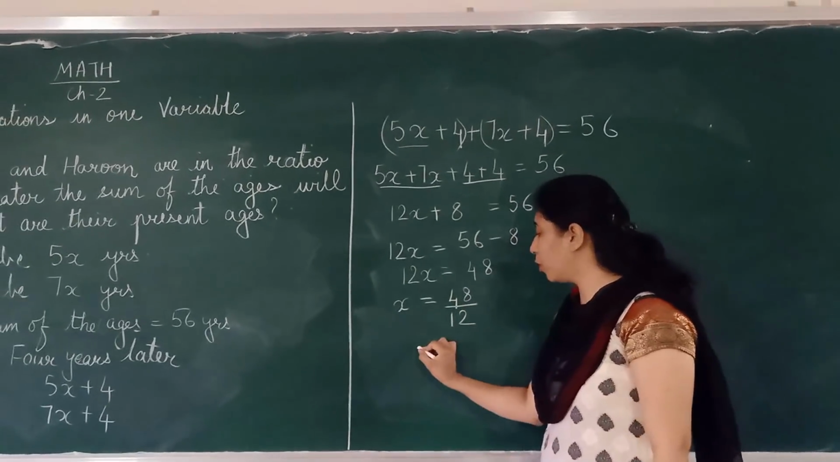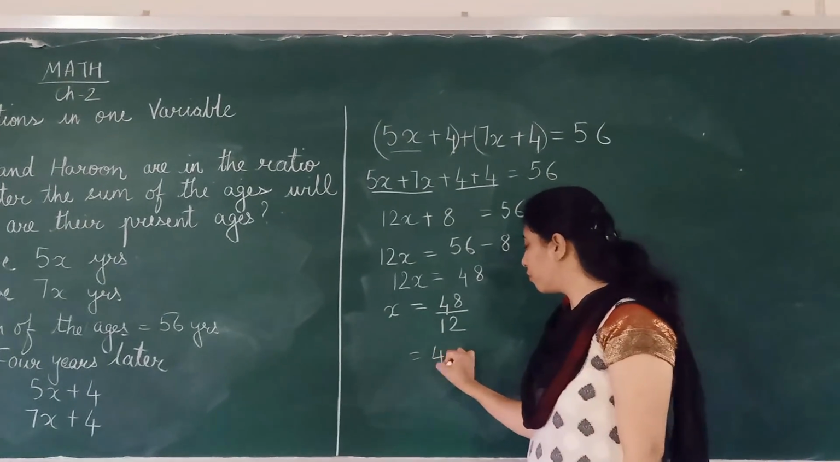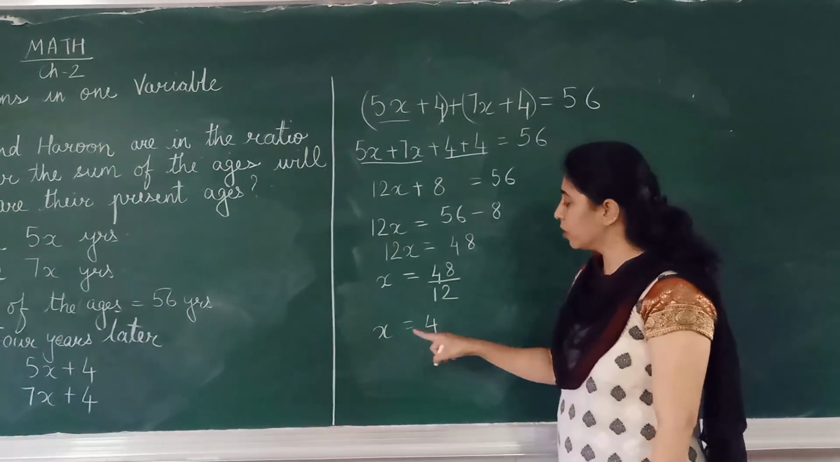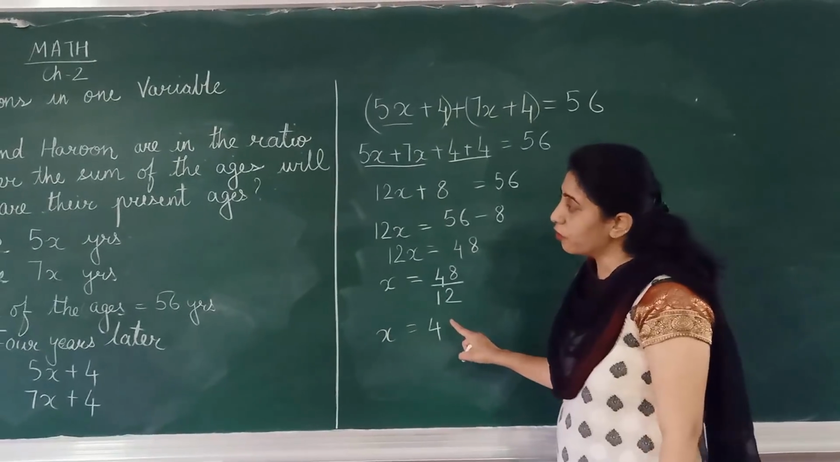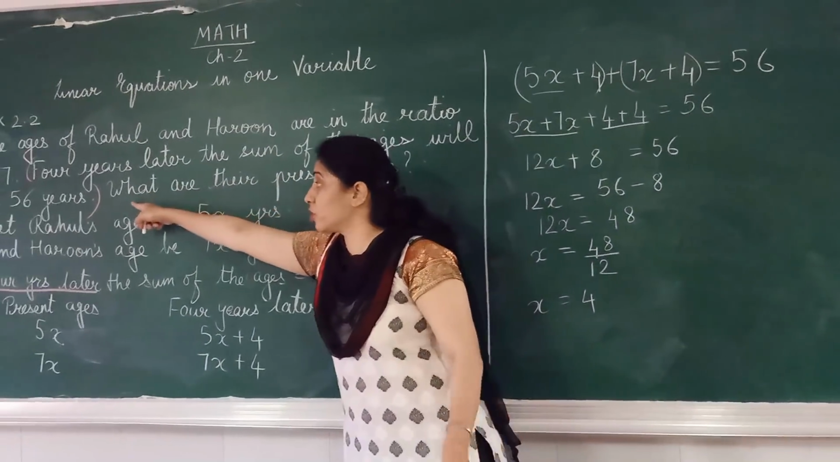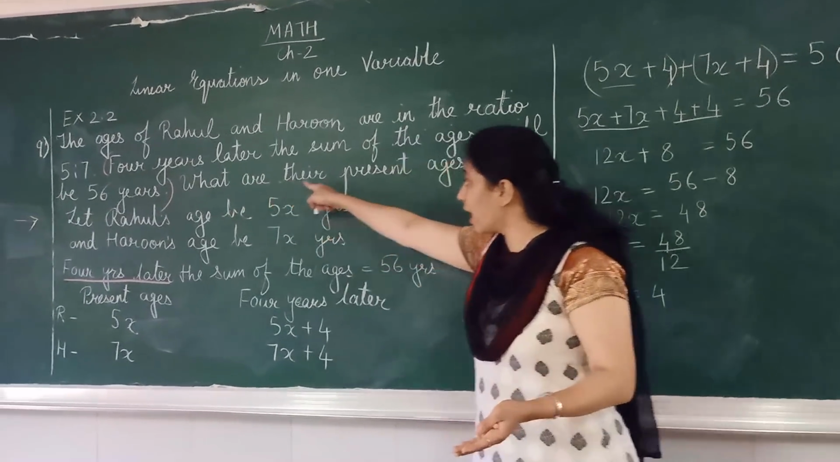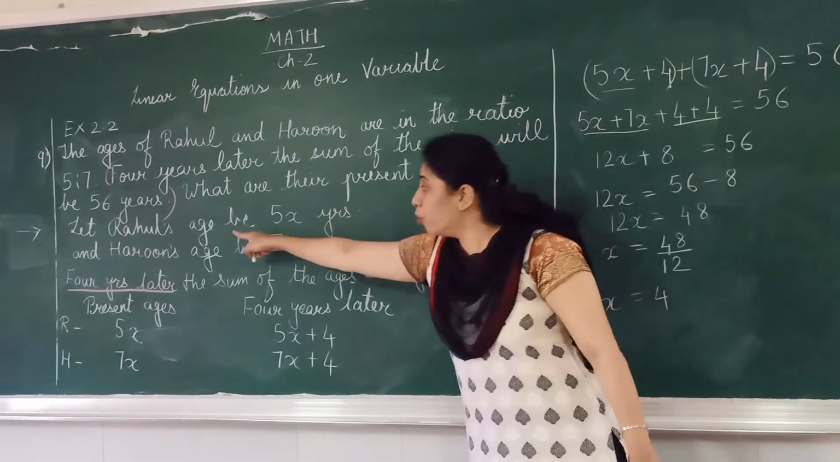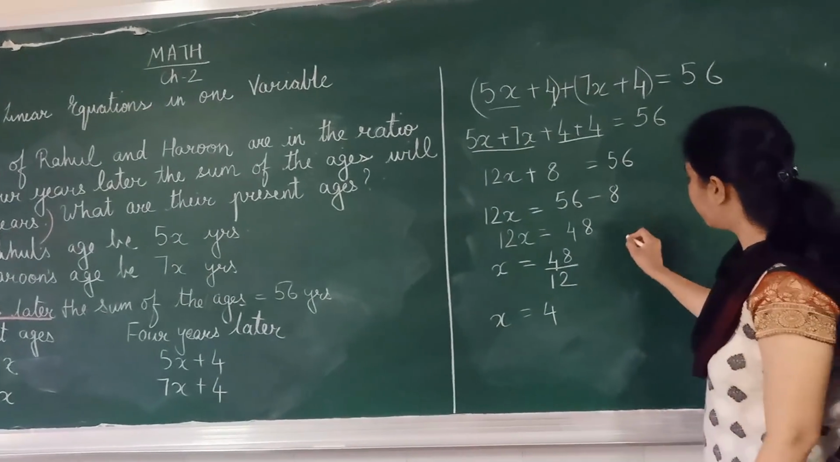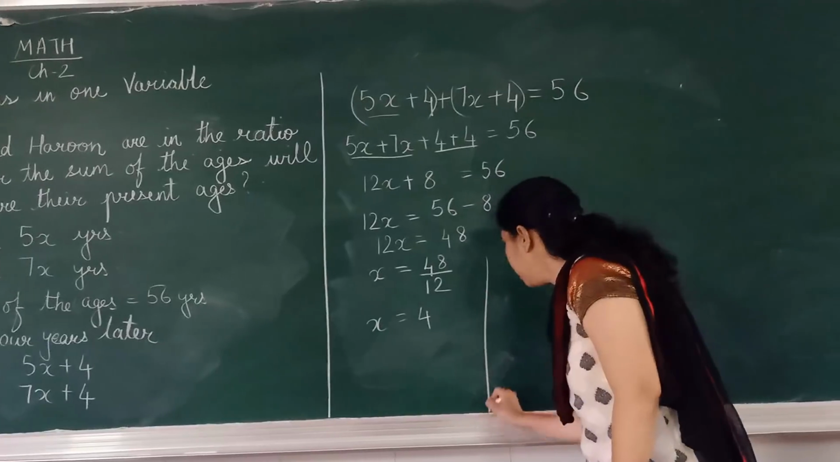So you know the table of 12. 12 fours are 48. So what is the value of x? X is 4. So what are the present ages? Now always check the last question, like the previous sum we did. What are their present ages? So Rahul's age we have to find out. This is not your answer. We have to find out.